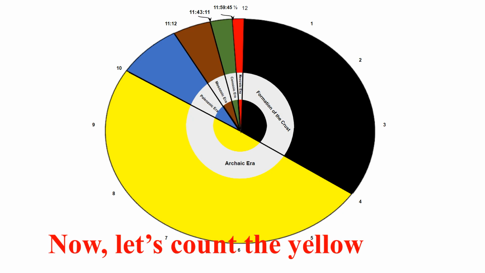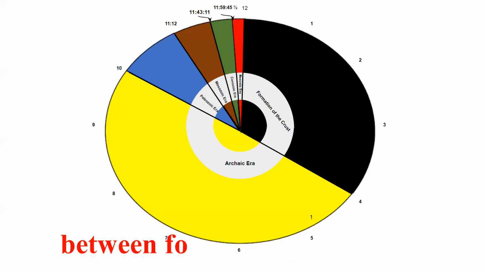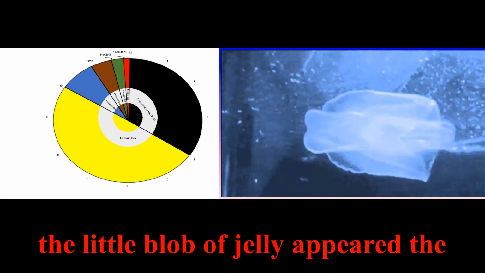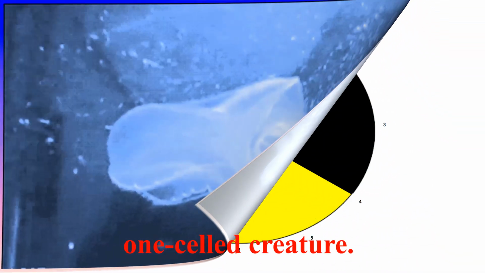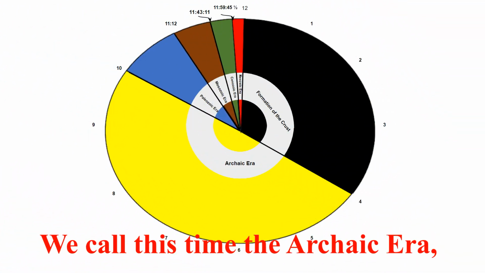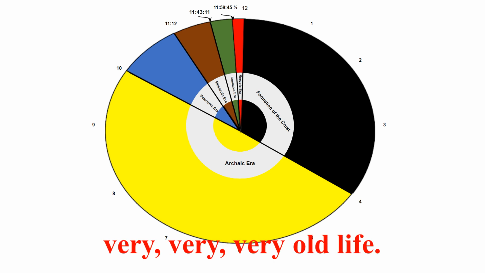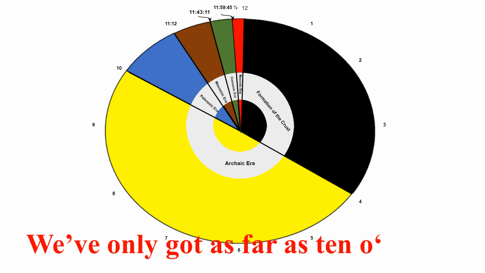Now, let's count the yellow part between 4 and 10 o'clock. That's 6 hours. We don't know when exactly, but sometime here, the little blob of jelly appeared, the one-celled creature. We call this time the Archaic era. This means the time of very, very, very old life. We've only got as far as 10 o'clock.